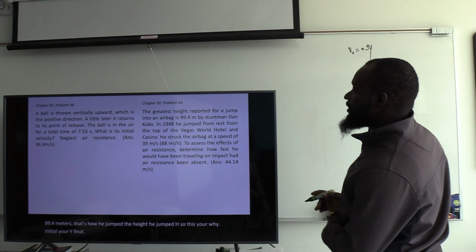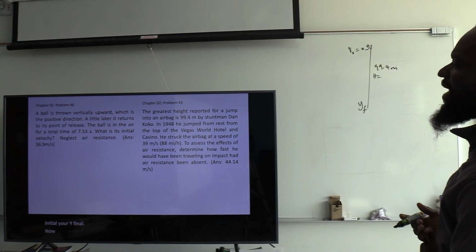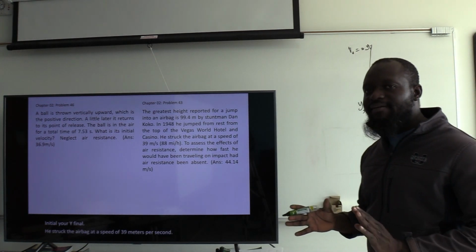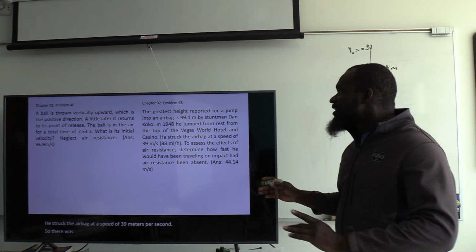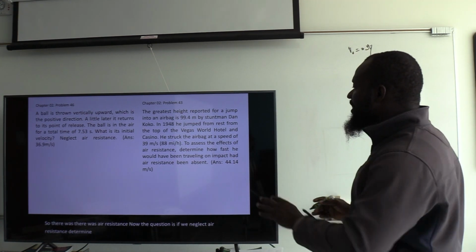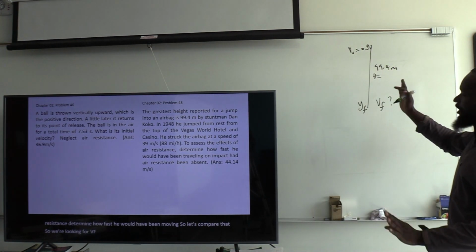Now, he struck the airbag at a speed of 39 meters per second. So there was air resistance. Now the question is, if we neglect air resistance, determine how fast he would have been moving. So let's compare that. So we're looking for V final of striking the ground, ignoring air resistance.